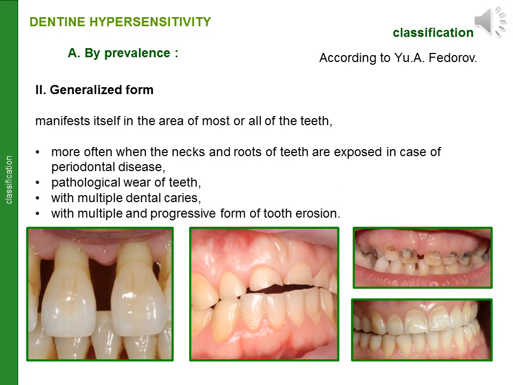Two, generalized form, manifests itself in the area of most or all of the teeth, more often when the necks and roots of teeth are exposed in case of periodontal diseases, pathological wear of teeth, with multiple dental caries, and with multiple and progressive form of tooth erosion.